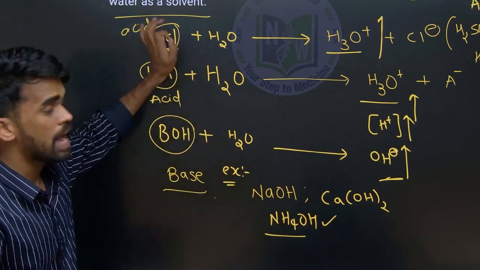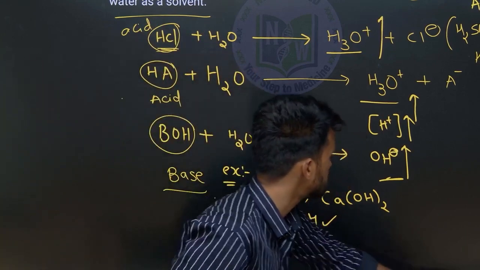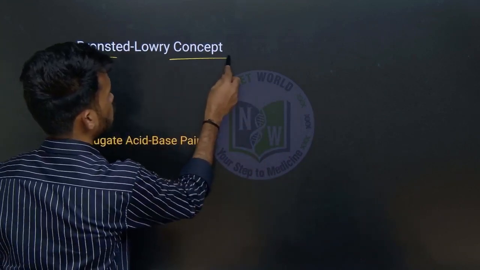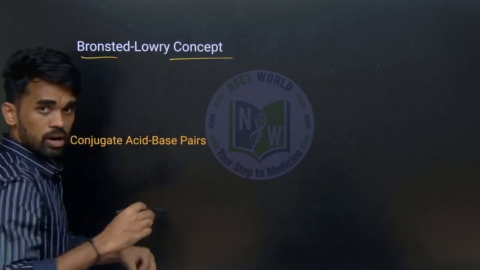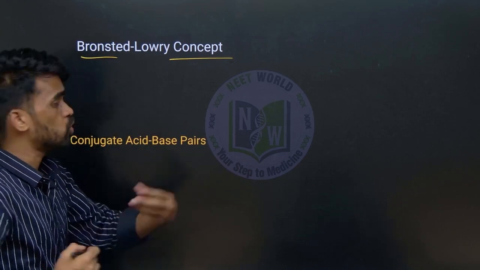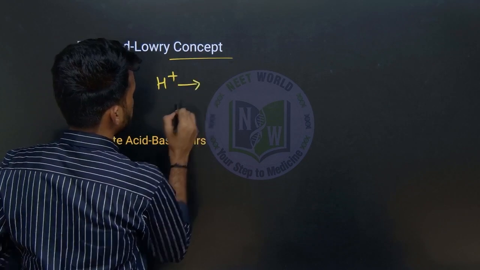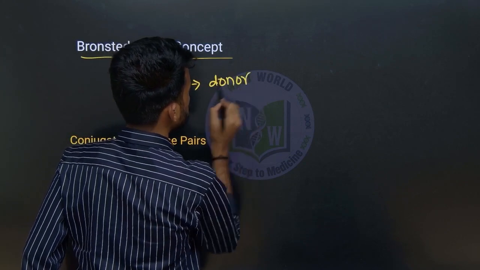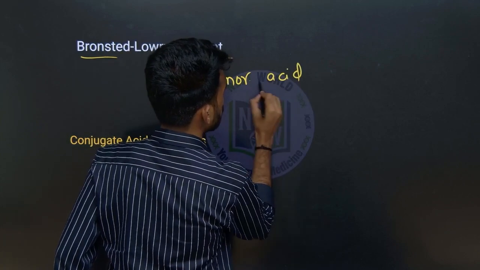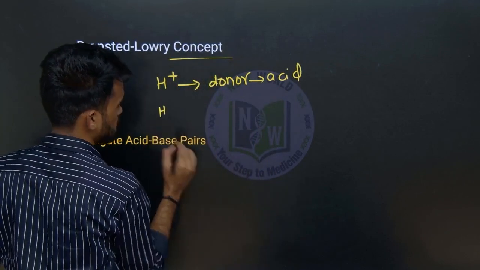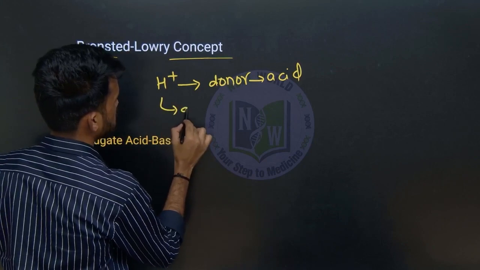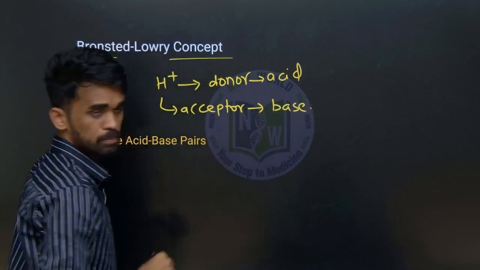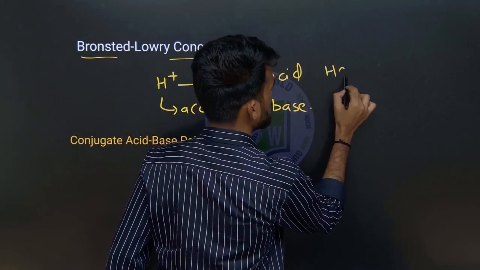So this is about the Arrhenius acid base theory, and the next is the Brønsted-Lowry acid base theory. What it says is, the species which donates a proton, that is, a proton donor, an H plus donor, is an acid, and a proton acceptor is a base. That's it. For example, let us say HCl is there.